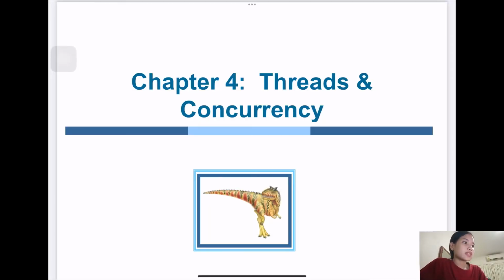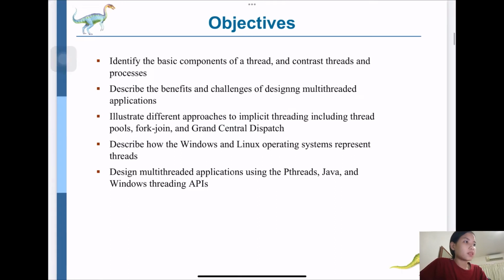Chapter 4: Threads and Concurrency. Objectives: identify the basic components of a thread, and contrast threads and processes. Describe the benefits and challenges of designing multithreaded applications. Illustrate different approaches to implicit threading, including thread pools, fork-join, and Grand Central Dispatch.